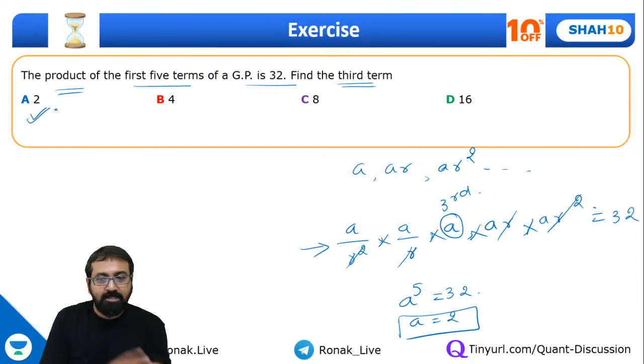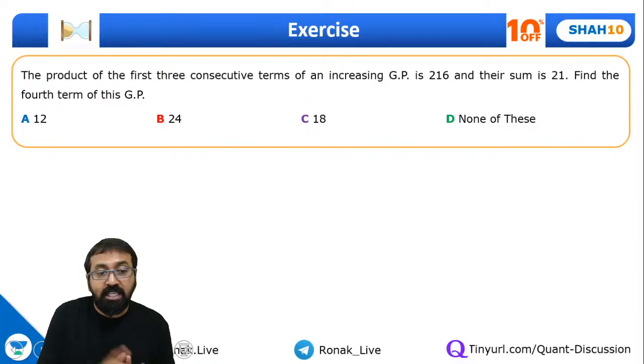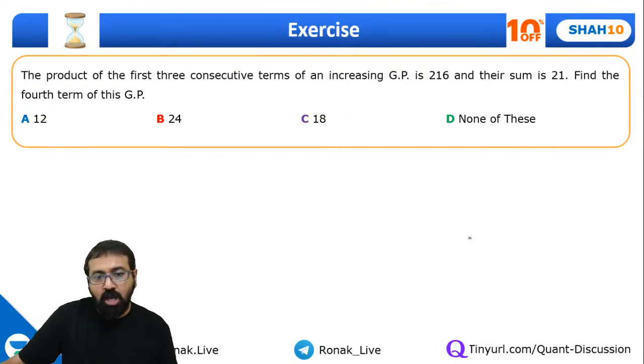Yep, guys, an easy question. But remember this part, how to assume the terms. Let's go ahead with the next one. The product of the first three consecutive terms of an increasing GP is 216. It's an increasing GP. That means your R is greater than 1.